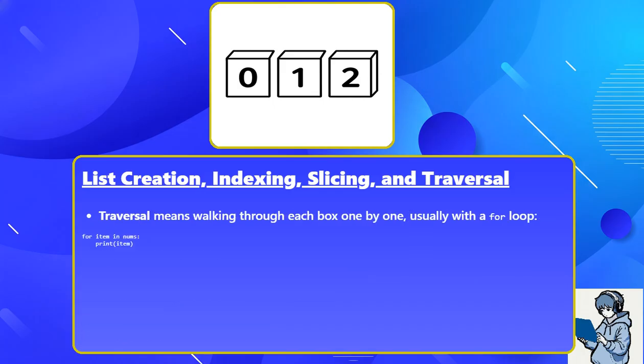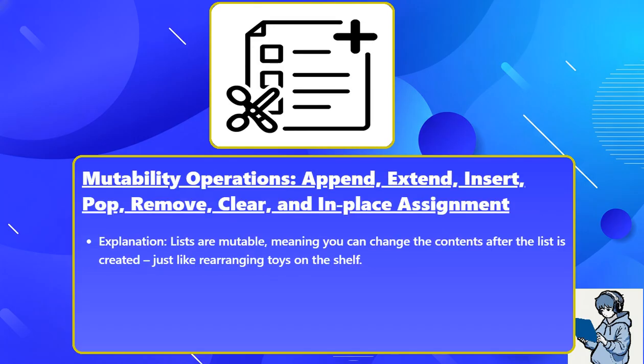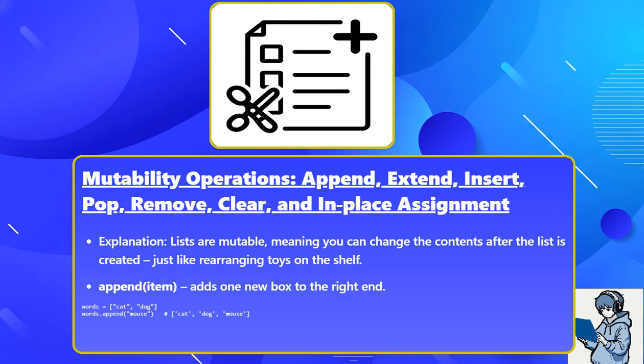Traversal means walking through each box one by one, usually with a for loop: for item in nums: print(item). Think of it as reading every word on a list of flashcards. Lists are mutable, meaning you can change the contents after the list is created, just like rearranging toys on the shelf. append(item) adds one new box to the right end.